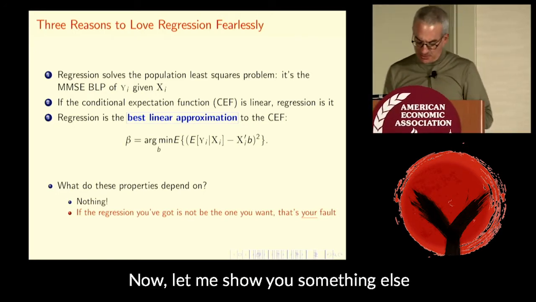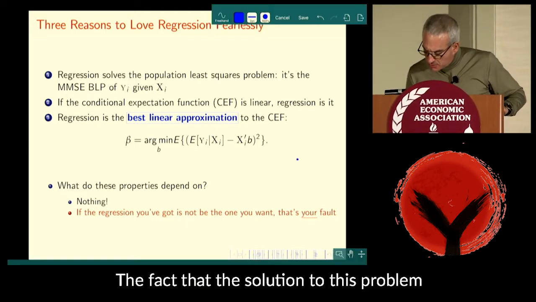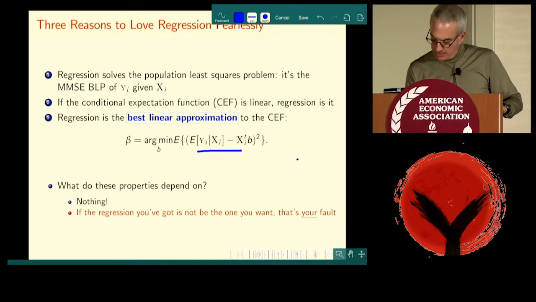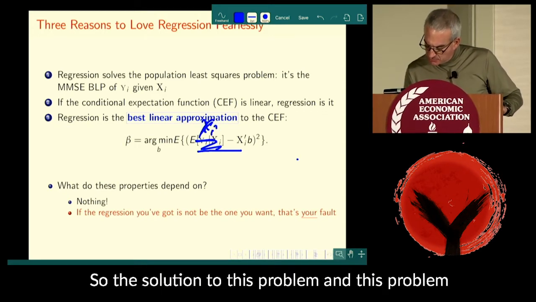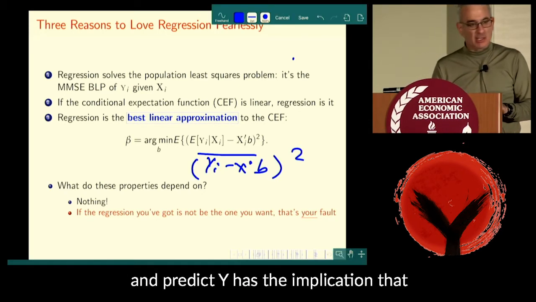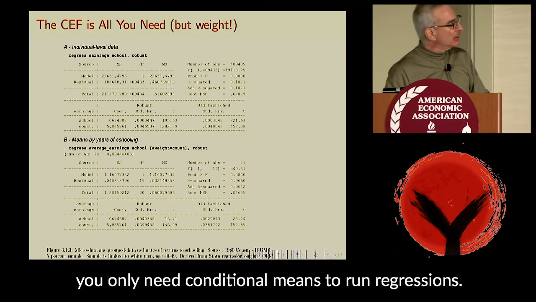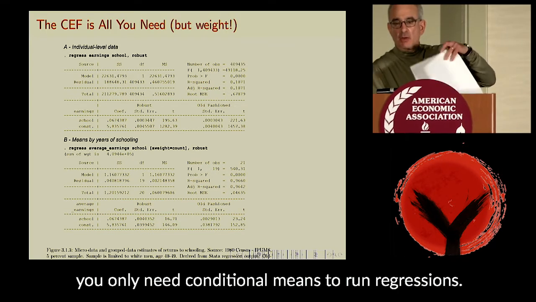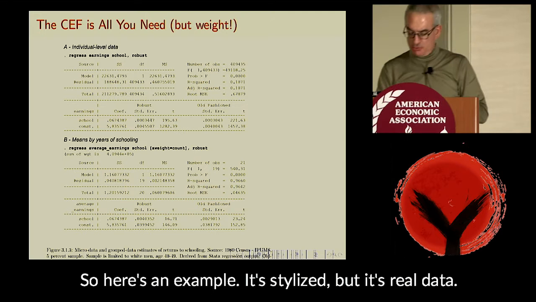Now, let me show you something else that's kind of cool about this. The fact that the solution to this problem and this problem are the same has an implication. So in other words, approximate E of y given x and predict y has the implication that you only need conditional means to run regressions. So here's an example. It's stylized, but it's real data.